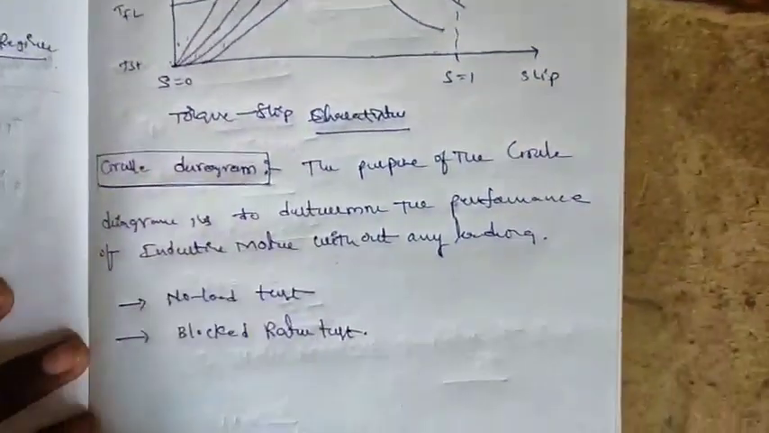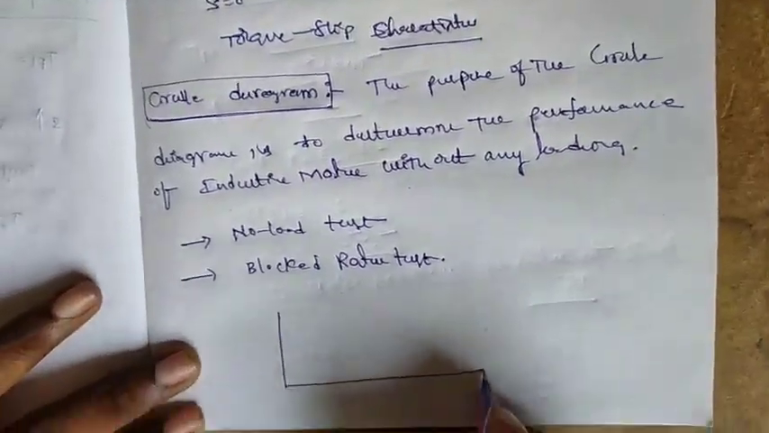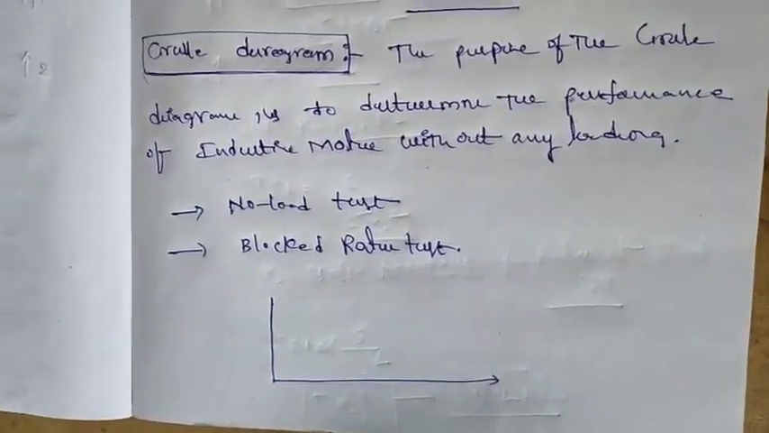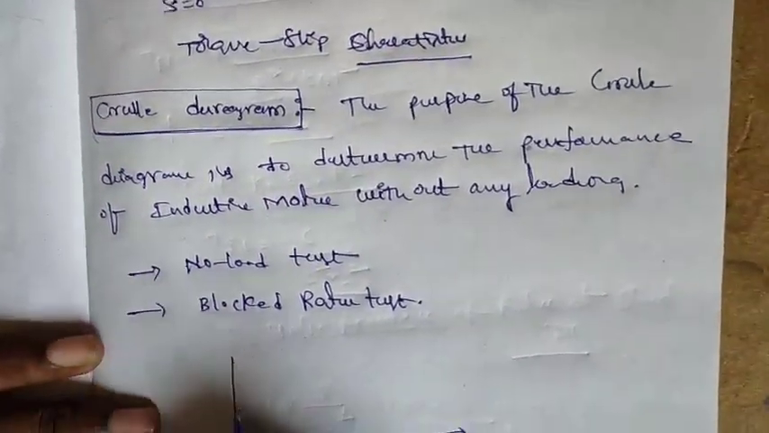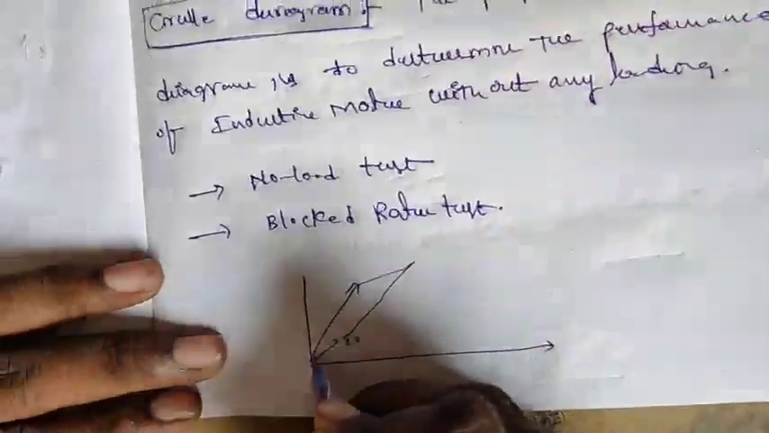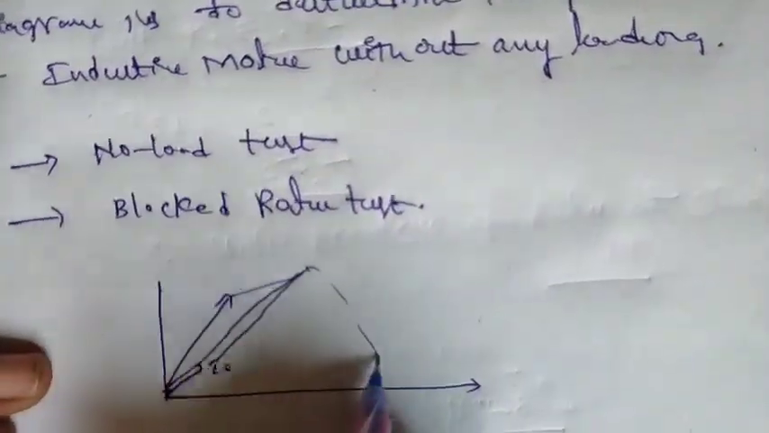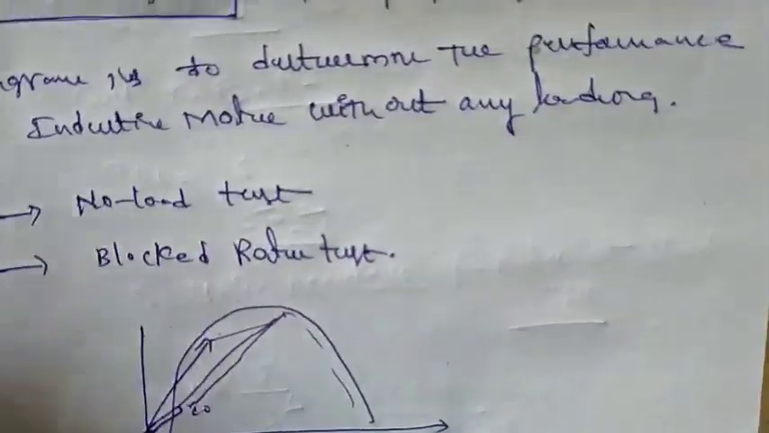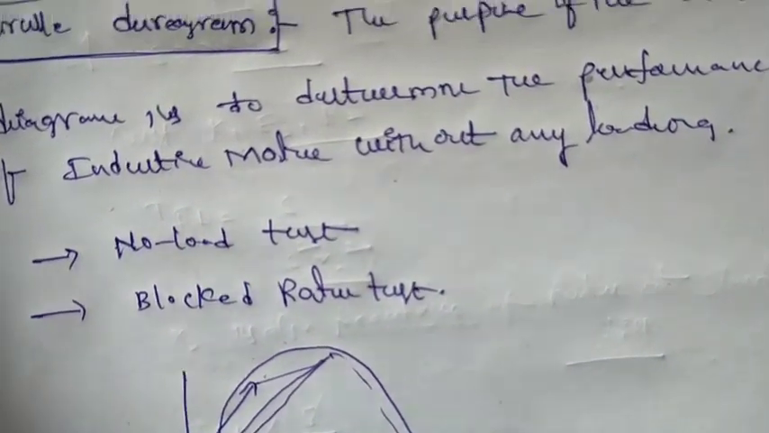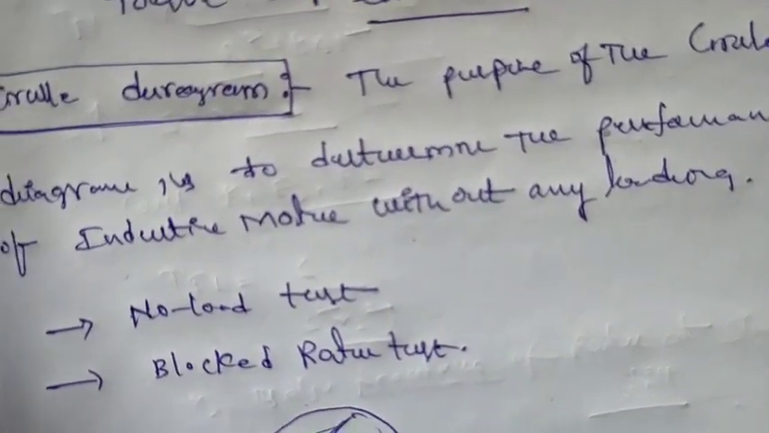we can frame the circle diagram. That means this one is a circle diagram. We have the following processes, which we can discuss in tomorrow's class. Taking the no load current and the short circuit current, matching these two, we can get another current and take that one. So we frame one circle like that. From that we can determine the performance characteristics of the induction motor.